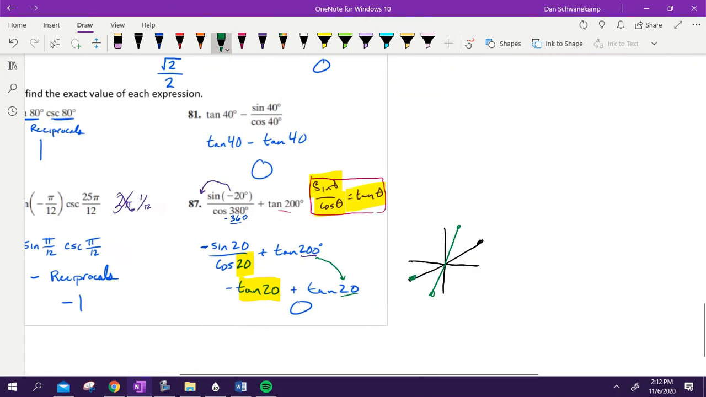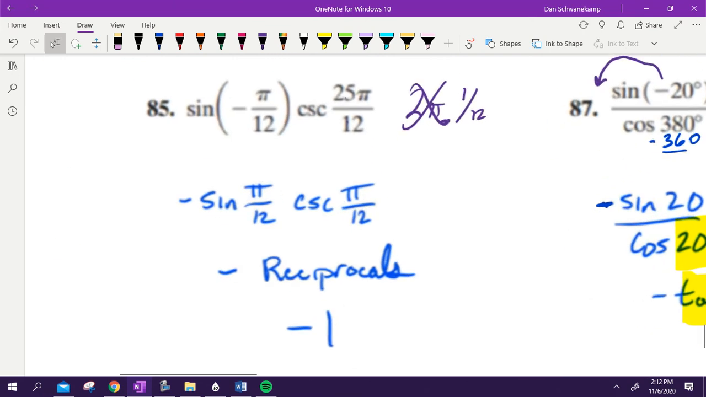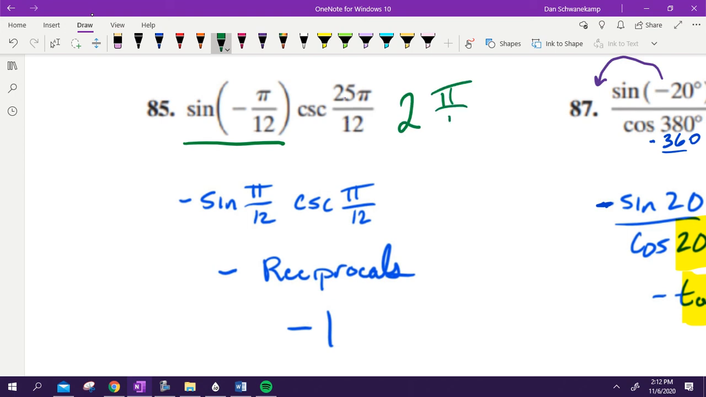What other of these down below do you want me to go through? 85. So on 85, I've got sine and cosecant. The first thing, I don't like a negative angle in there. So I rewrote this thing, pulled the negative out in front. So it's just sine of pi over 12. Cosecant, 25 pi over 12. Well, I don't like 25 over 12. That's bigger than one circle. So I thought, how many times does 12 go into 25? It goes in 2 times, and then I would have 1/12 left over.